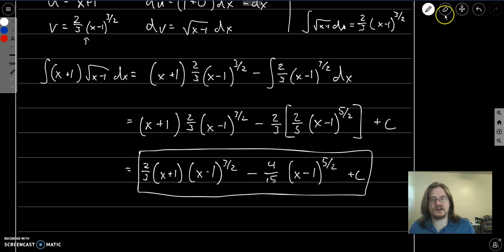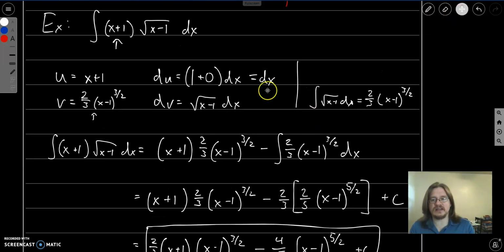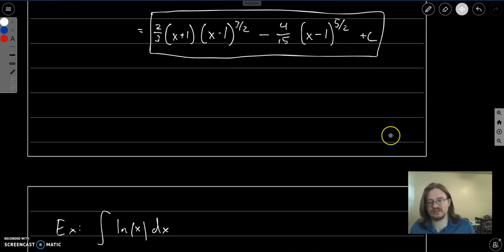Again, the hardest part about all of this is identifying what your u is and what your dv is. But once you do that, the rest should just come out of the wash. Let's do another example.